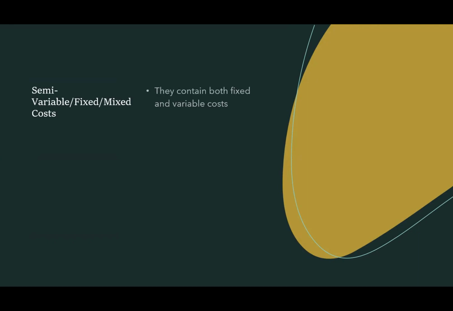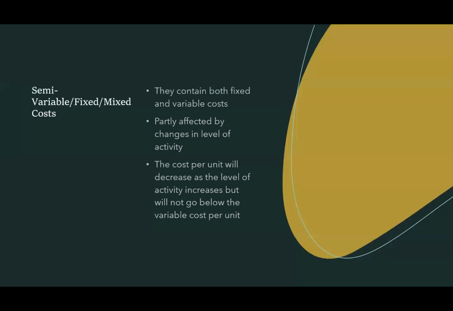Now, the next one we have is semi-variable cost, or we also call it semi-fixed cost, or we can even call it mixed cost. These types of costs have both elements. They have fixed elements as well as variable cost elements. It is partly affected by changes in the level of activity because it has the variable element. So the more the level of activity, the variable part of the semi-variable cost will increase. The cost per unit will decrease as the level of activity increases, but will not go below the variable cost per unit.